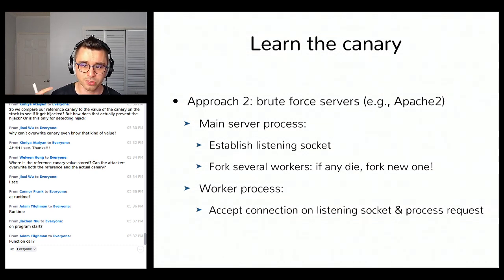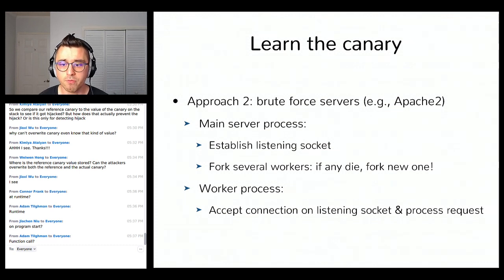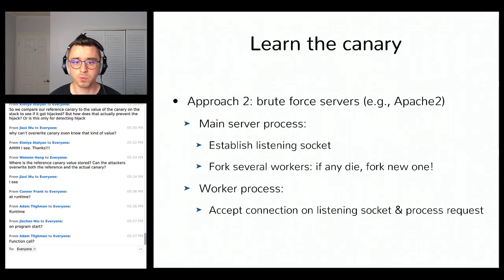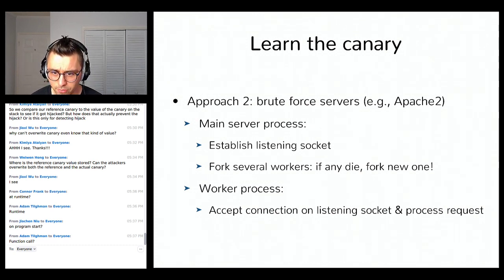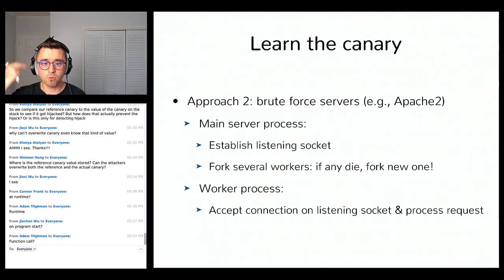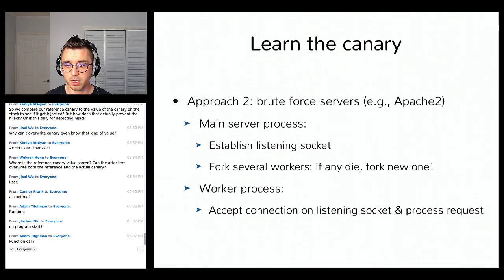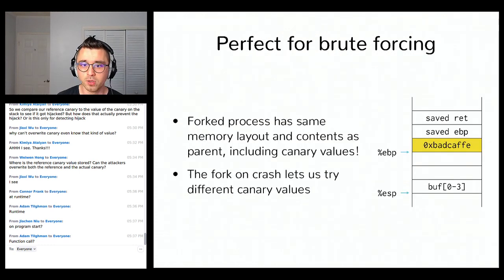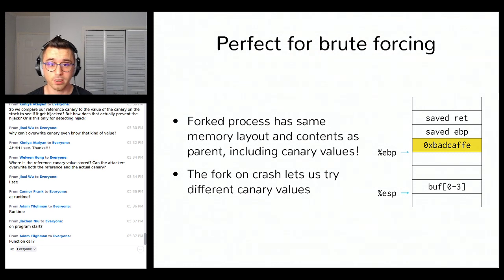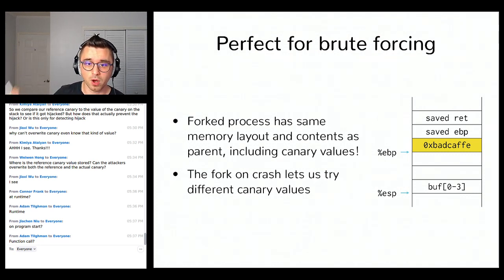And because I want my server to stay up, if it ever dies, and it might die because it crashed for one reason or another, then we're going to fork another worker so that we can keep our server going and servicing the millions of awesome users that we have. Now, each of these worker processes accepts the connection on the listening socket and then just handles the request, right? So we're going to take advantage of the fact that these servers always respawn these workers whenever they crash.